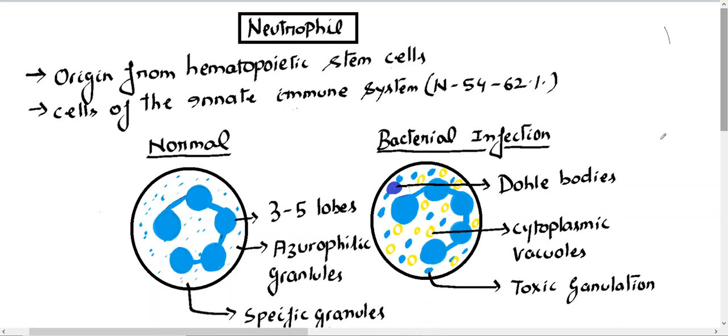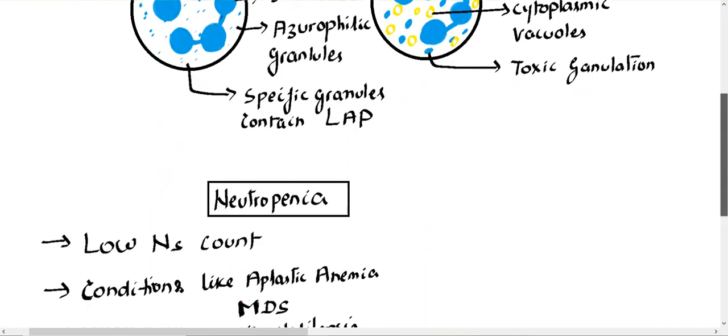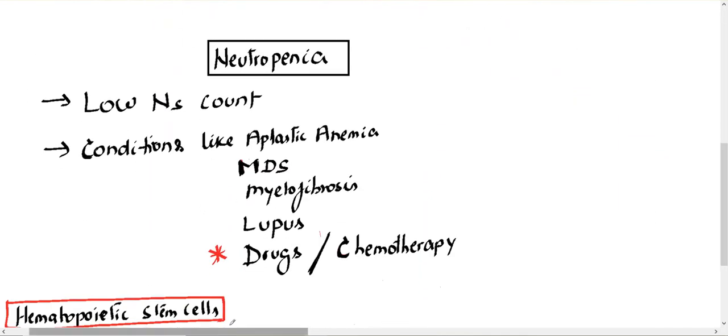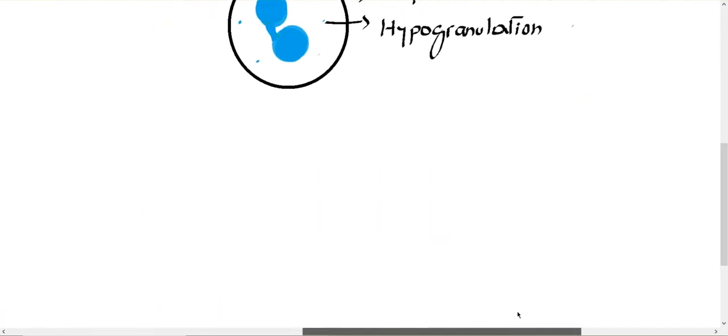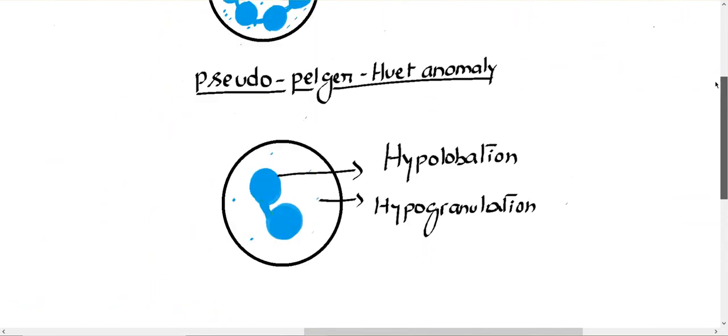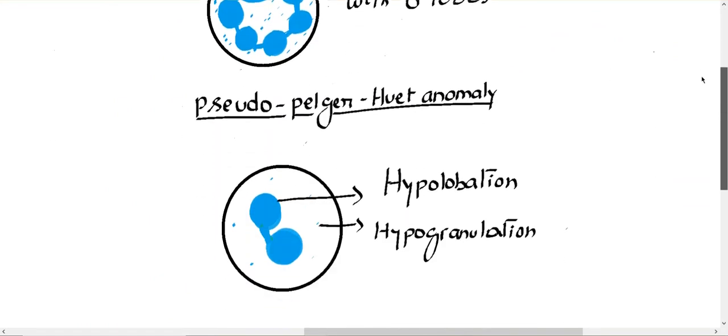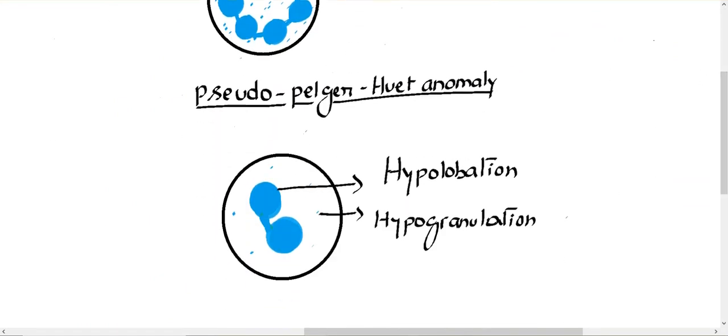And in today's topic, I'll be talking about the normal morphology of neutrophil, what features you will see in neutrophil in bacterial infection, what are the conditions you will see in neutropenia, and what are the conditions you will see hypersegmented neutrophil, and what is pseudo-Pelger anomaly.